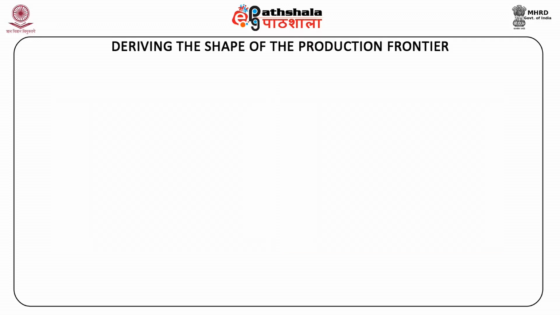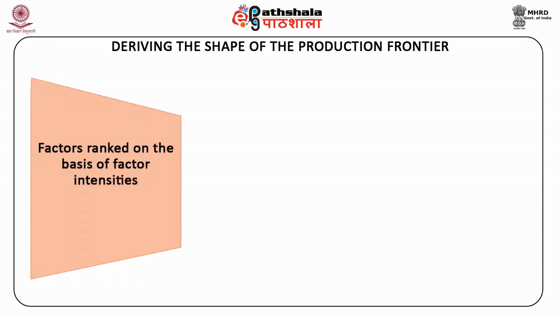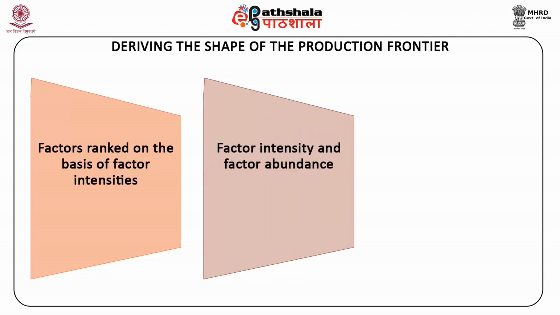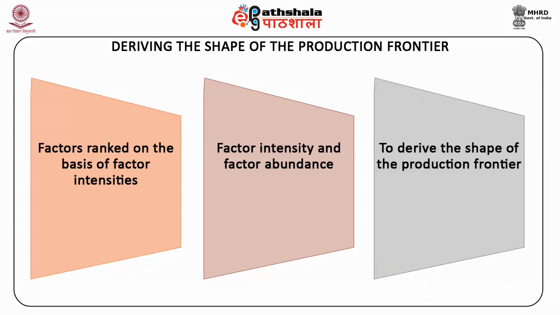In the last assumption, we stated that commodities are ranked in terms of their factor intensity, and then one commodity will be labor intensive, having a lower capital labor ratio, and the other commodity will necessarily be capital intensive. To understand it more clearly, it is necessary to understand the terms factor intensity and factor abundance. Only then can we derive the shape of the production frontier.